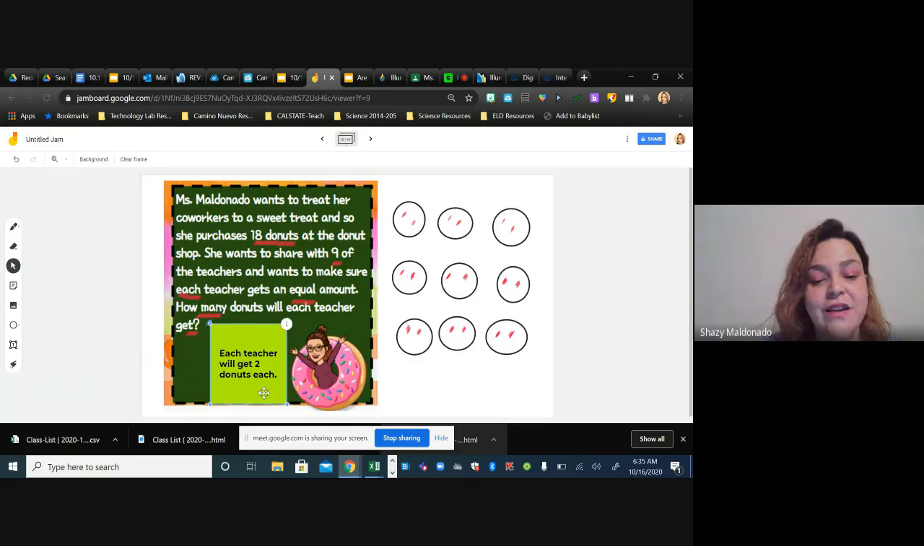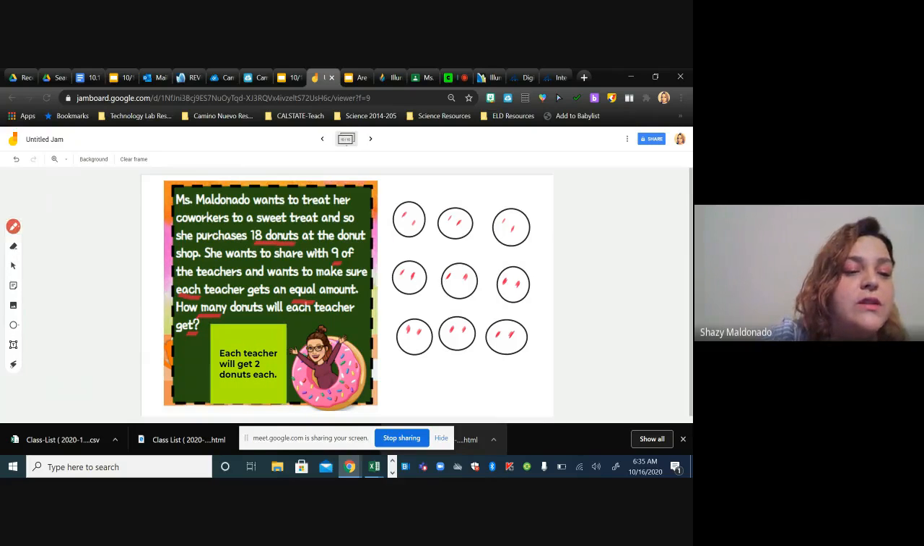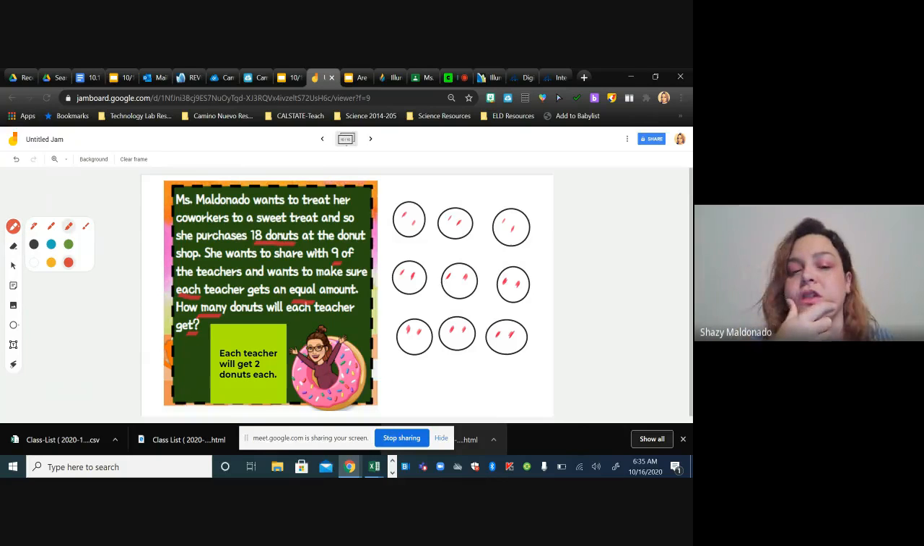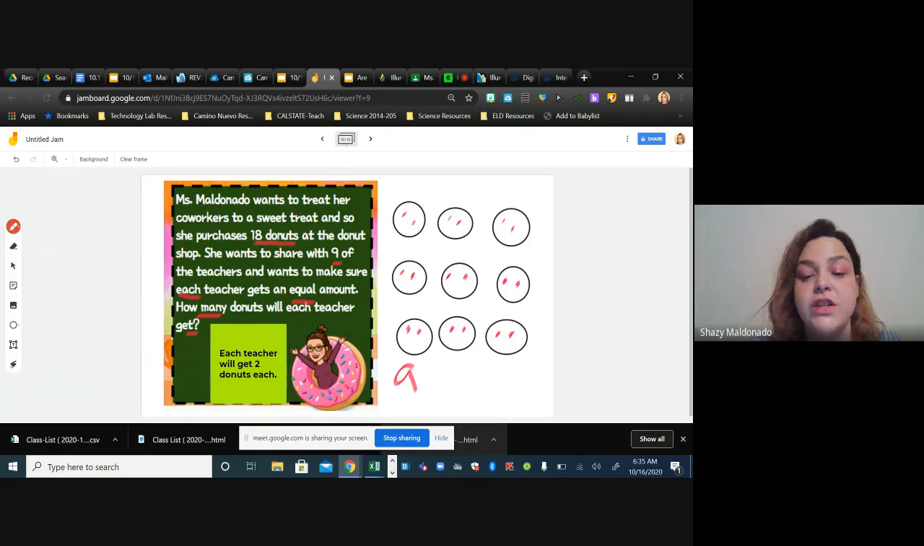So each teacher will get 2 donuts each. Okay, so we've been practicing multiplication a lot. So let's try a multiplication equation. Well, I know I had 9 teachers, and I can multiply, each teacher got 2 donuts, which means that I had a total of 18 donuts.